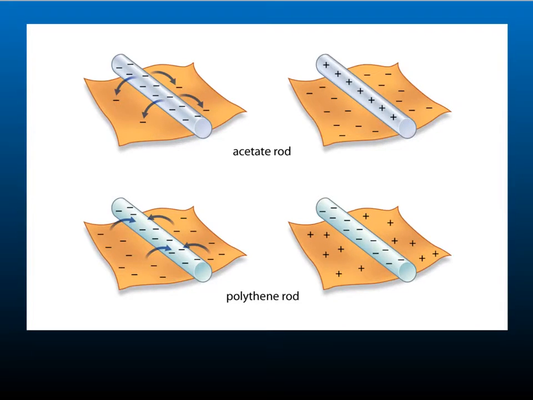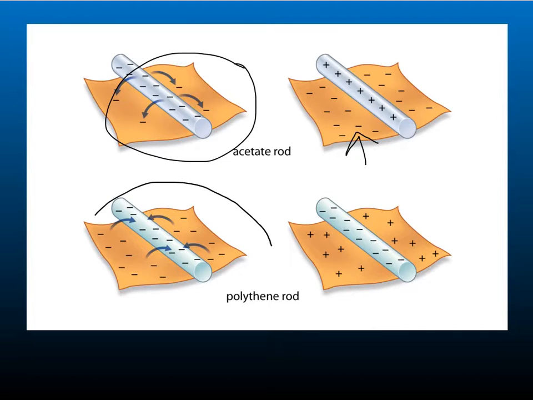Electrons are negatively charged, so if they are rubbed off the material, like in the acetate rod, then that rod is left with an overall positive charge and the cloth is left with a negative charge. If electrons are transferred onto the rod, as in the polythene rod, then the polythene rod will become negatively charged and the cloth will be left with an overall positive charge.